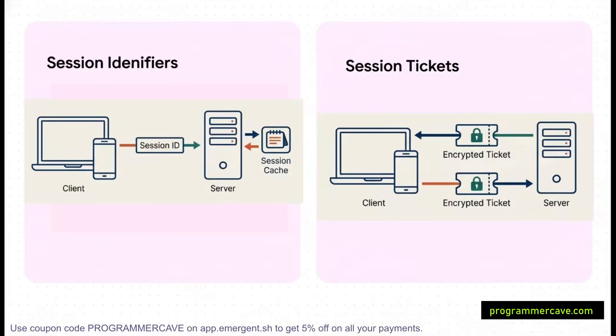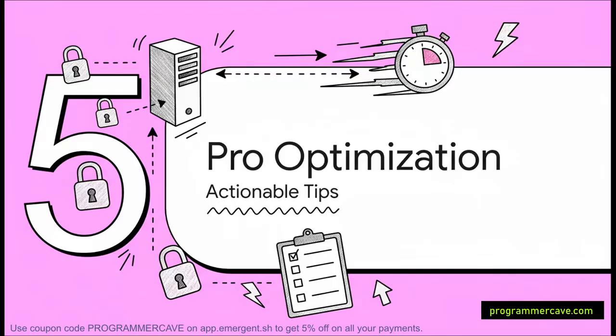Now, there are 2 main ways to do this. The older method is called session identifiers, and it requires the server to keep a big cache in its memory of every recent session. The newer and much better method is session tickets. With this, the server just encrypts all the session information into a little ticket and hands it to the client to hold on to. The next time the client connects, it just presents the ticket. The server doesn't have to remember a thing, which makes it stateless and way easier to manage for big distributed systems.